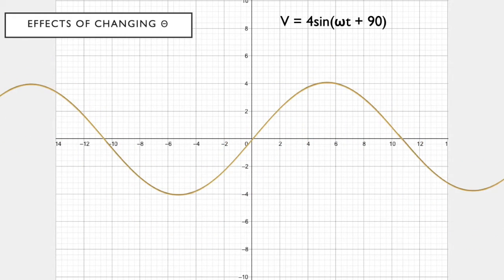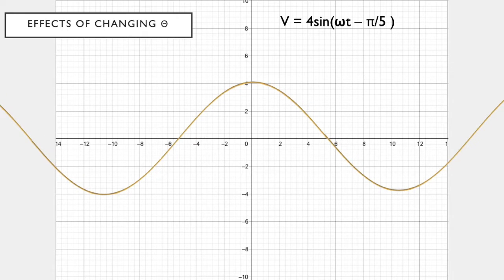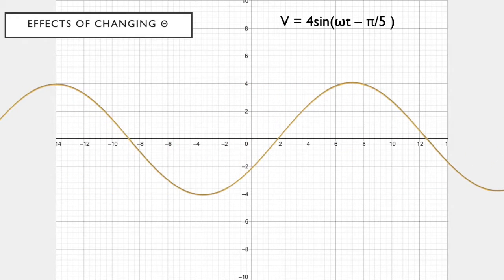Finally, we take a look at what changing the phase shift theta does. This can be described in either degrees or radians. As we can see, adding 90 degrees simply moves the waveform to the left 90 degrees, and again, subtracting pi on 5 radians moves the waveform to the right pi on 5 radians.